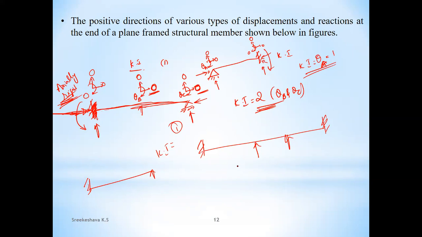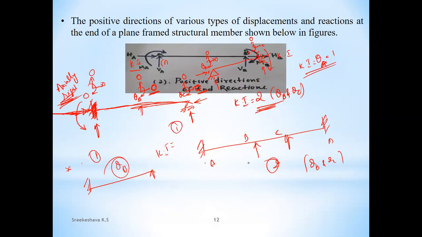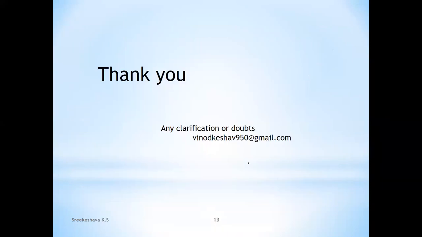What is the kinematic indeterminacy for this? 2. Very good. If you take A, B, C, D, that is theta B and theta C. For this? One. Theta B. So like this. Any doubts in kinematic indeterminacy? So nothing to worry about this thing.